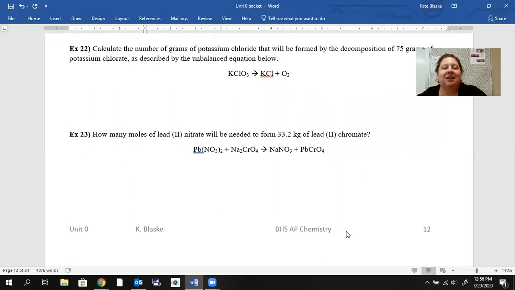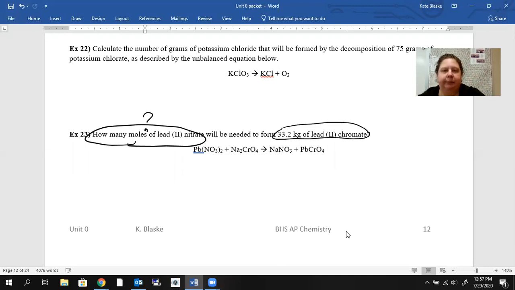So what they're asking us to find is how many moles of lead 2 nitrate. That's what is missing. And what is given is 33.2 kilograms of lead 2 chromate. So now I need to figure out which chemicals these are and where they are in my balanced equation. Always make sure that your equation is balanced ahead of time. If I look at this one, it is not. I've got one lead, I've got 2 nitrates. I need 2 nitrates. I got 2 sodiums, I got 2 sodiums, I got 1 chromate, I got 1 chromate. Okay, so we're good. That was a pretty easy one to balance.